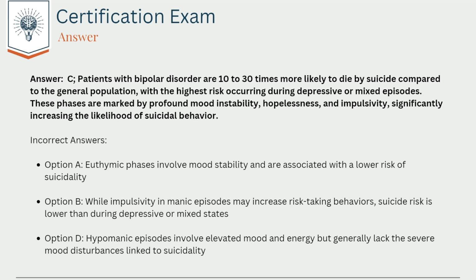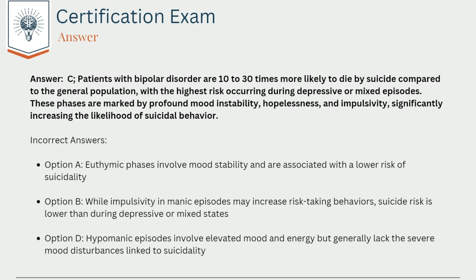Option B. Mania is marked by impulsivity and risk-taking behaviors, but the risk for suicide is actually lower than during depressive or mixed states. Manic episodes tend to involve grandiosity and reduced insight, which can buffer against suicidal thoughts. Option D, hypomania. Hypomania involves elevated mood and increased energy, but it is typically less severe than full-blown mania. While patients might engage in riskier behavior, the profound despair associated with suicide is usually absent.